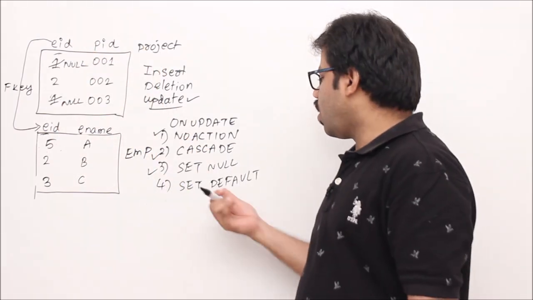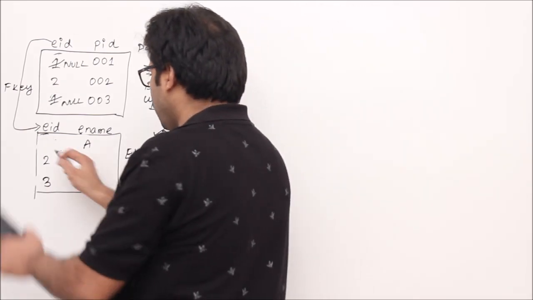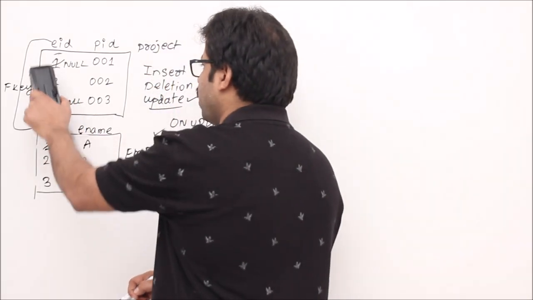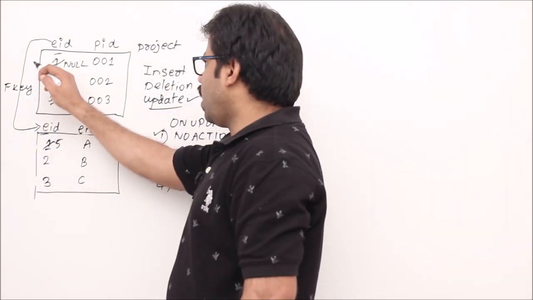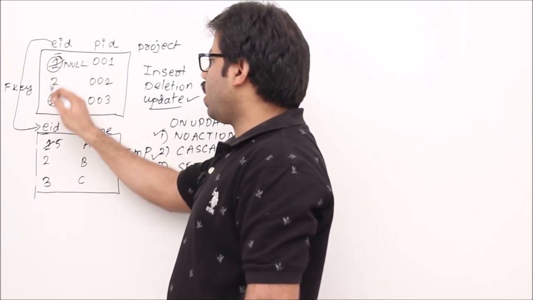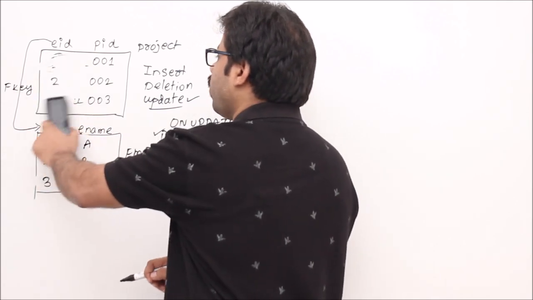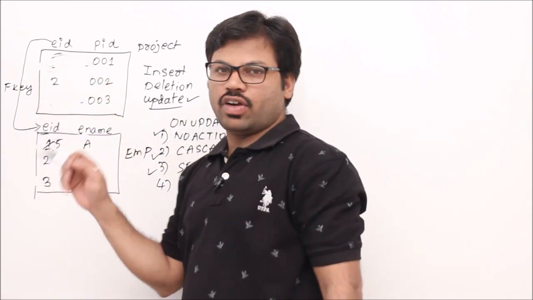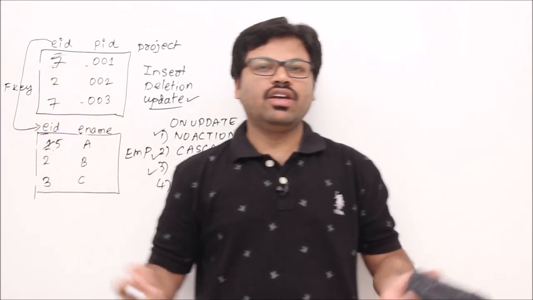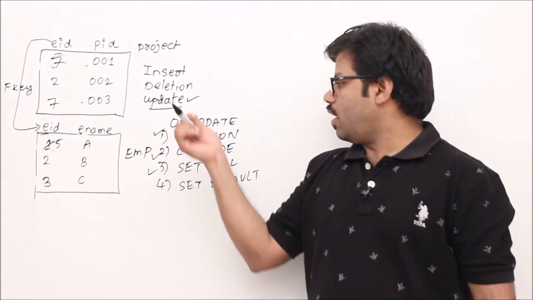The last one is on update set default. For example, if employee number 1 is changed to 5, then the two entries in the project table referring to this one will be changed to default. What is the default value? The project table already has a default value, that was 7, right? So this will be replaced by 7. In the same way as on delete, we can implement on update.